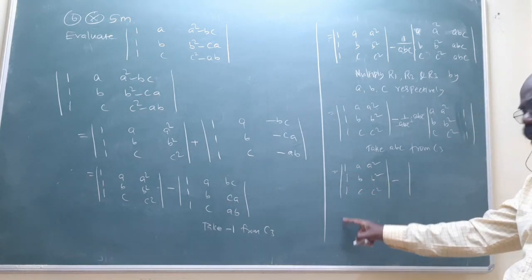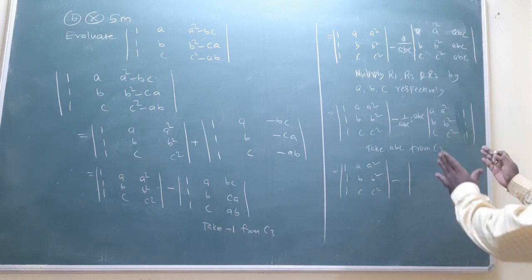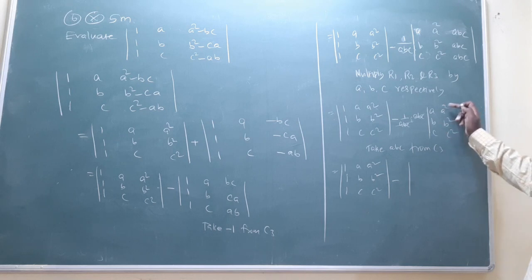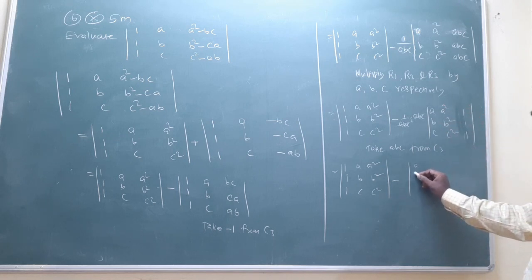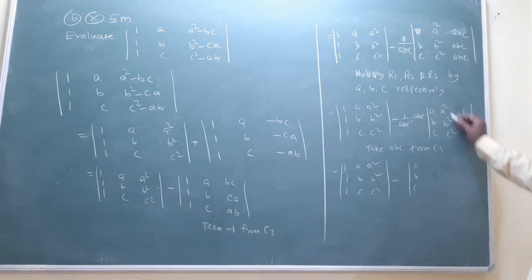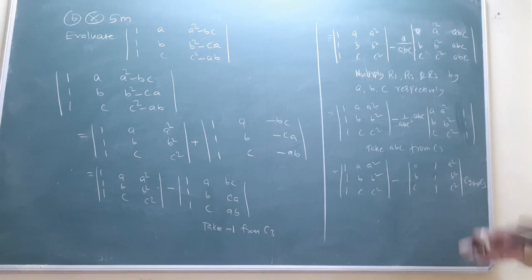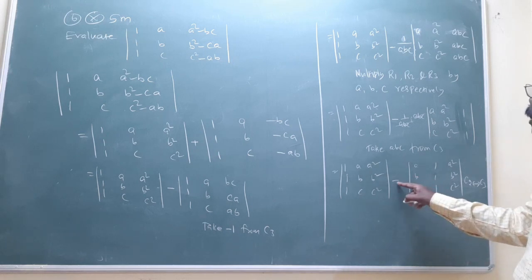Your first term is what? 1. That's why interchange this only. This is column 3, this is column 2. A, B, C no change. Column 2 and column 3 are interchanged. Here 1 will come, here A square, B square, C square. What is the reason? Column 2 and column 3 are interchanged. This symbol: C2 implies and is implied by C3. What I told you: any two rows or columns are interchanging, the value will be equal but with opposite sign. Already I said, plus sign.